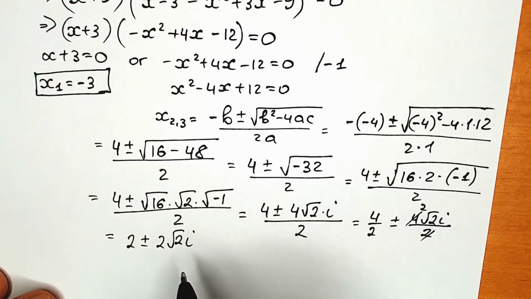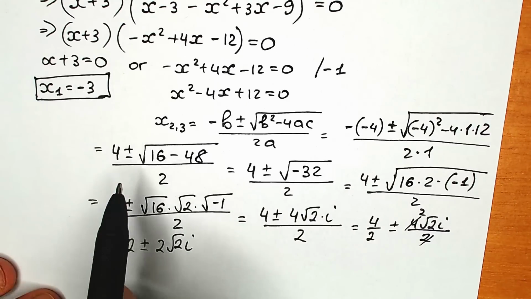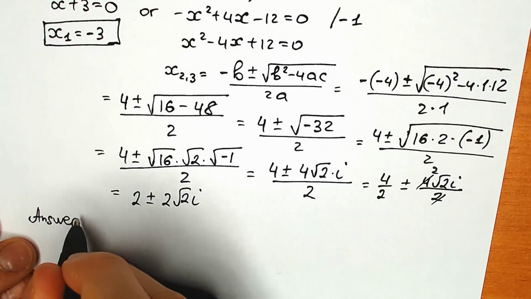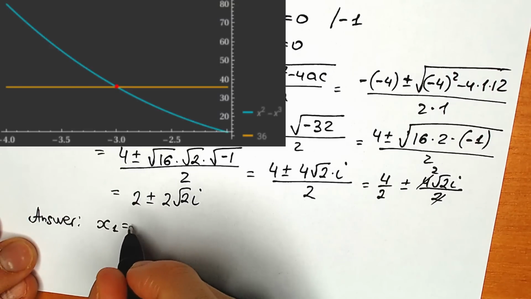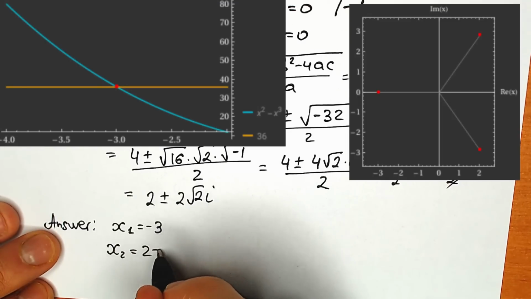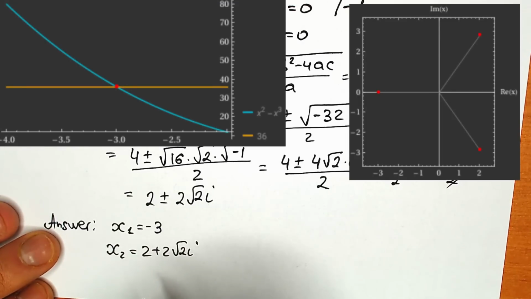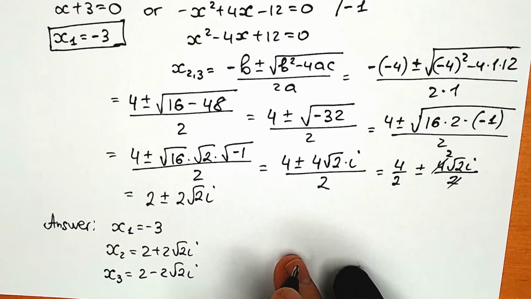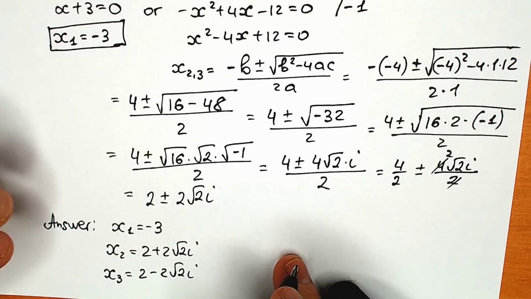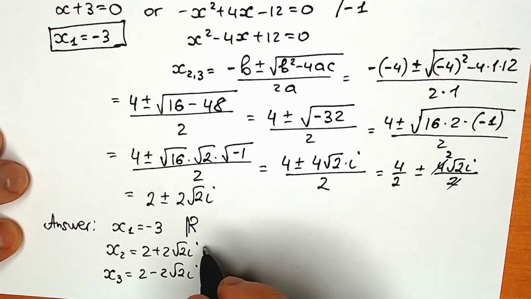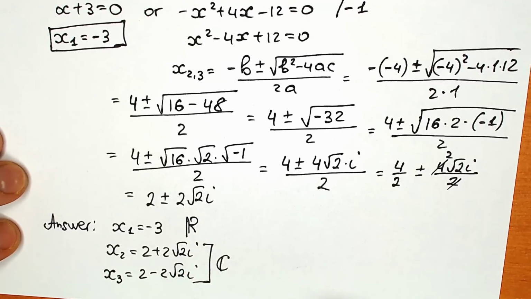Right now let's write our final answer to this question, because don't forget that we had x first, x second, and x third. So our final answer: we have x first equal to minus 3, x second equal to, let's go with the positive, 2 plus 2 square root of 2i, and x third equal to 2 minus 2 square root of 2 times i. We have 3 roots to our question. X first, x second, x third. X first is our real number root. X second and third are our complex part of the solution.